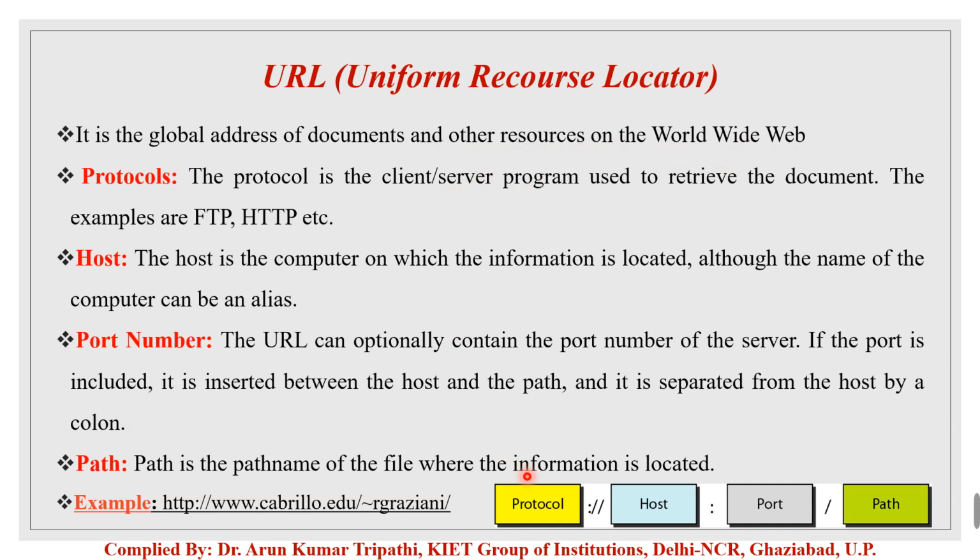The syntax is defined as follows: protocol colon double slash host colon port number slash path. So protocol is a set of rules that are used to communicate between two machines that may be client or server. The protocol may be like Telnet, FTP, SMTP, or DNS, etc. That may run on any layer. So here we are talking about application layer protocols only.